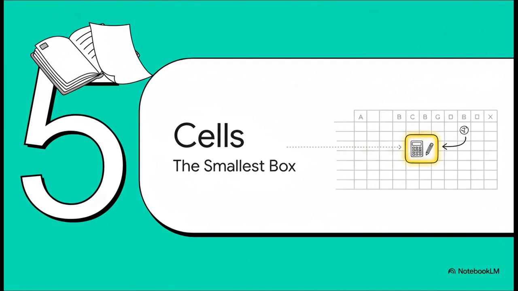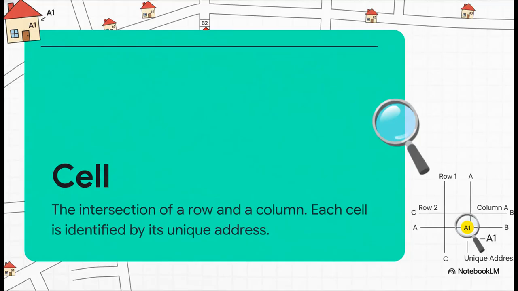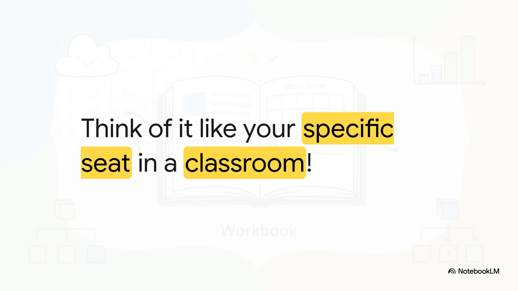All right, so we've gone from the big notebook, the workbook, down to a single page, the worksheet. Now let's zoom in one more time, down to the tiniest, most basic building block of any spreadsheet, the cell. A cell is just one of those individual little boxes you see on the grid. It's simply the spot where a column and a row cross paths. And here's the important part. Just like a house on a street, every single cell has its own unique address. A perfect way to imagine this is like your assigned seat in a classroom, right? Your seat might be in the very first column in the very first row. That is its unique location, and nobody else in the class has that exact same spot.